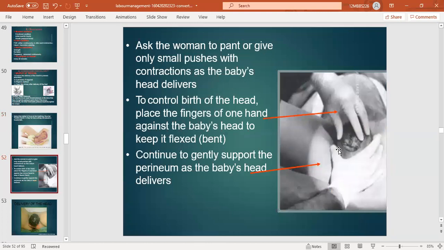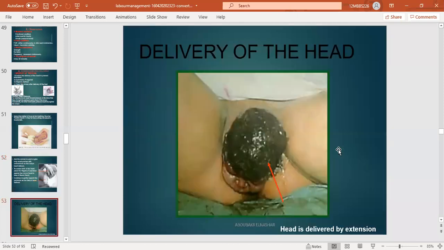Or you give the episiotomy cut. Again, this is a controlled birth: you keep one hand on the perineum to support it and the other hand on the occiput to make it flex, because the head is delivered in extension. So you have to flex the head and support the perineum to prevent tearing. Now the head is delivered.